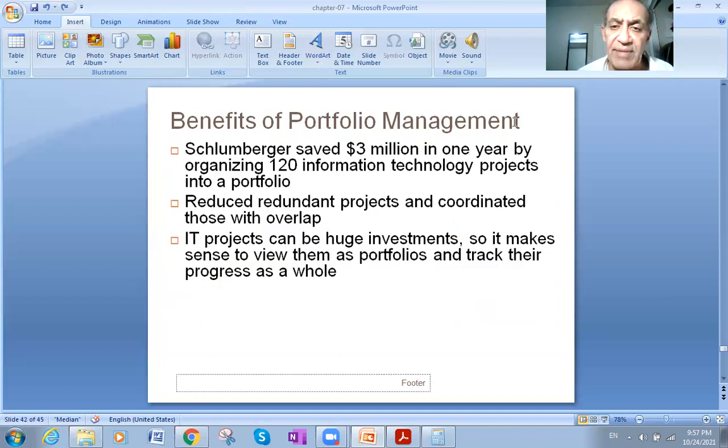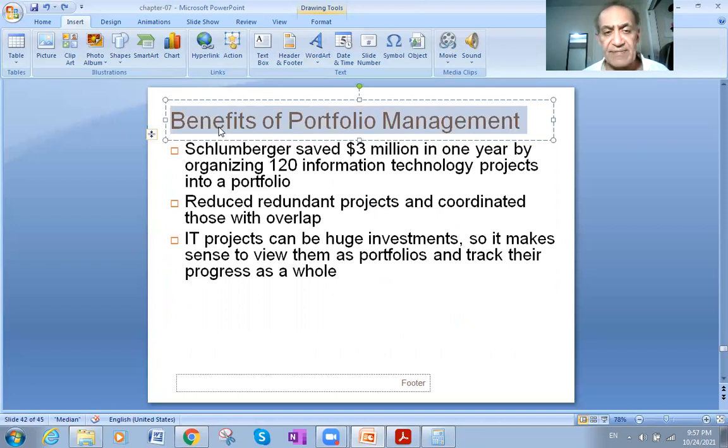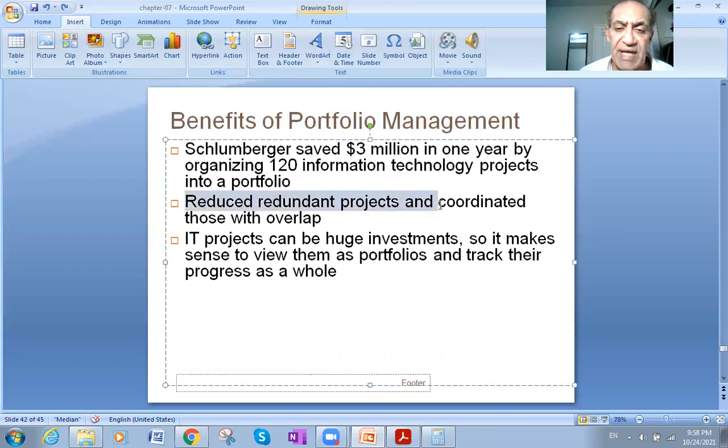So what are the benefits of portfolio management? It saves money. It reduces redundant projects and coordinates those with overlaps. IT projects can be huge investments, so it makes sense to view them as portfolios. Because investing in IT is a great investment, you will consider it a part of your portfolio.